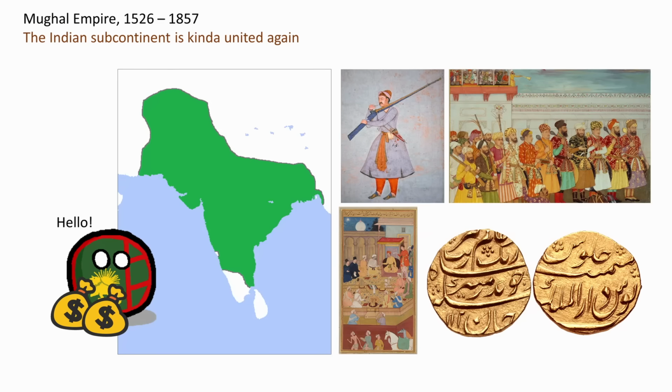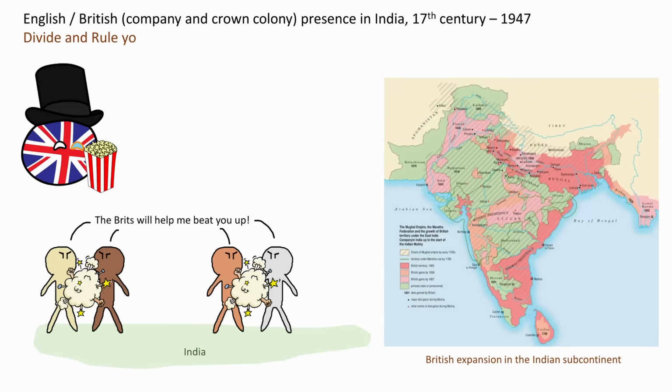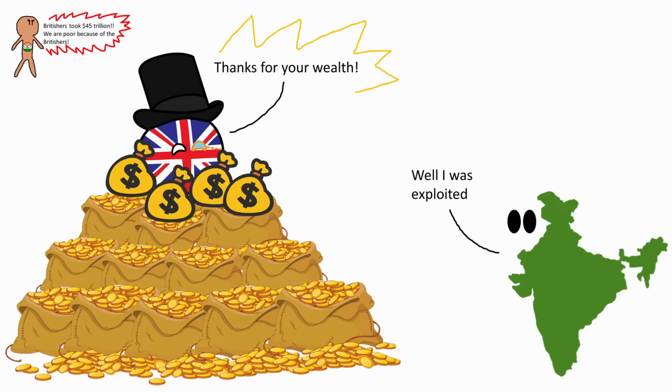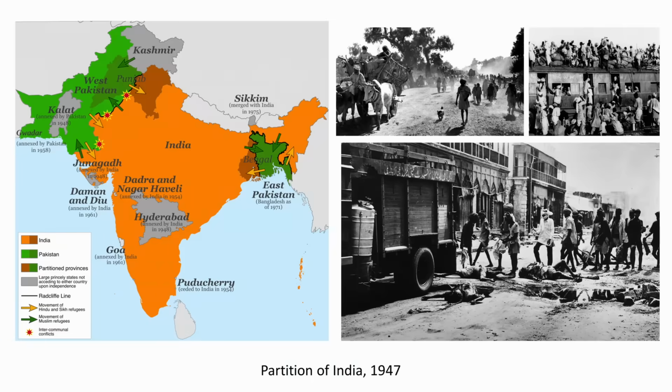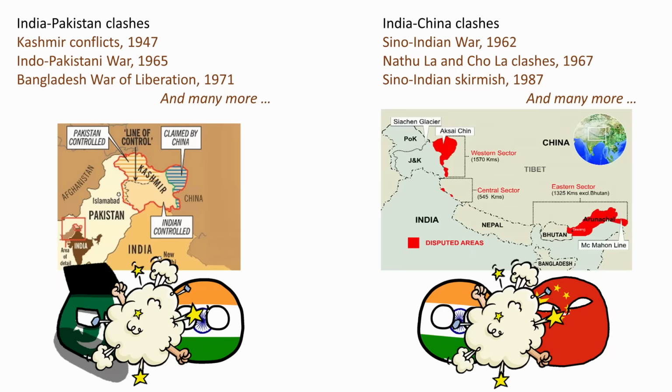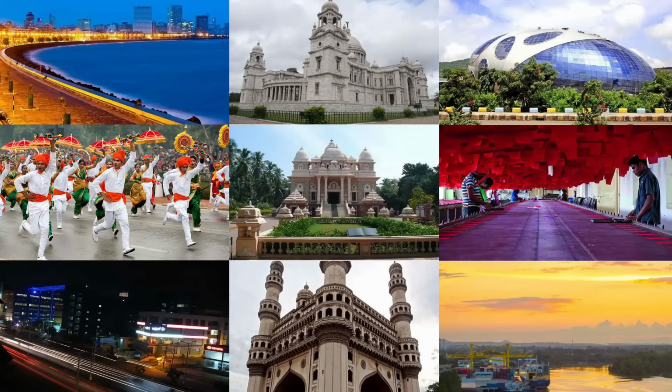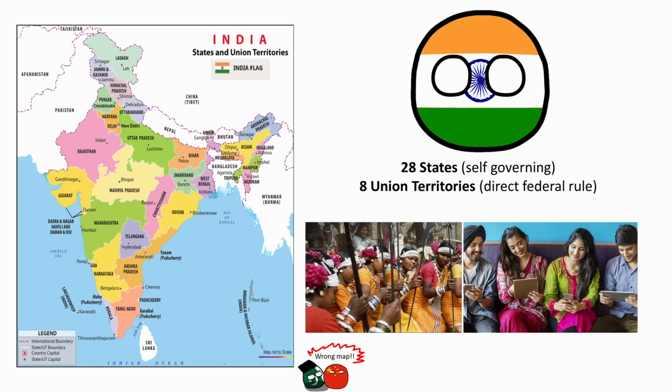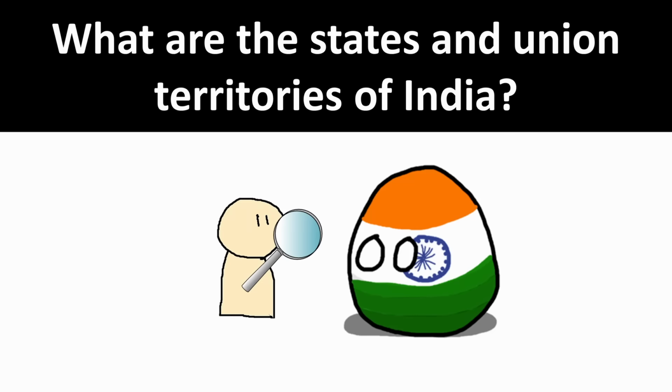Then, Central Asian Mughals came along and almost united all of India. The Brits arrived, doing some divide and rule stuff whilst earning lots of cash, independence, split, fight with neighbors, and here we are today. The states and union territories in India reflect the diversity of its population. So what are these places?